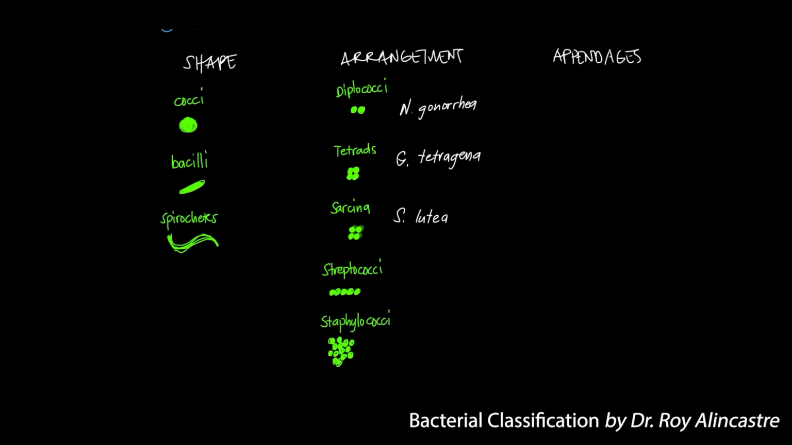Bacilli can also take on similar arrangements, no? Mycobacterium tuberculosis are bacilli that appear as diplobacilli. They go in pairs. Streptobacilli, or rods in chain arrangement, like Bacillus subtilis.